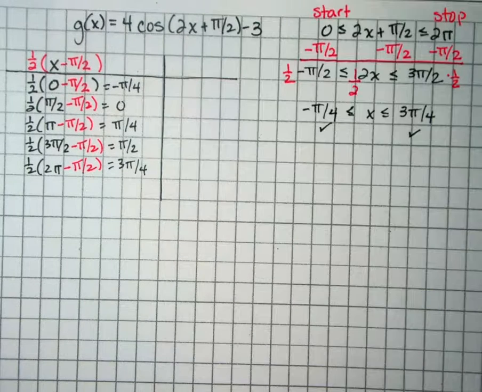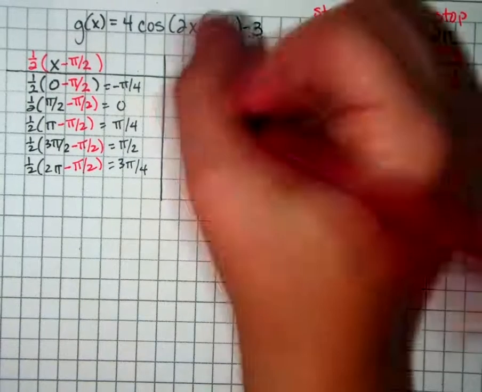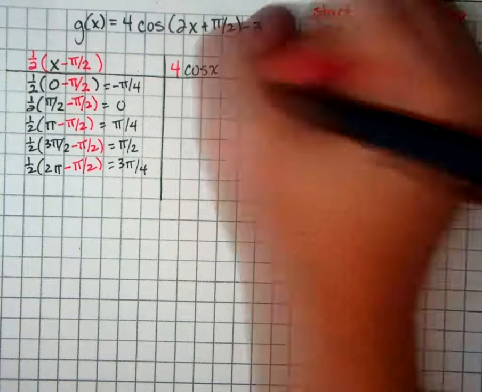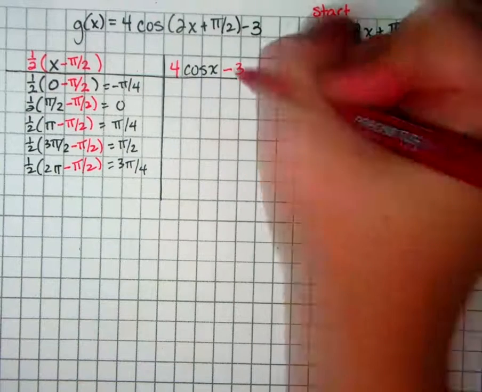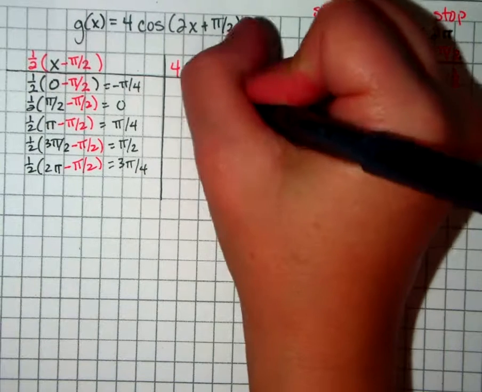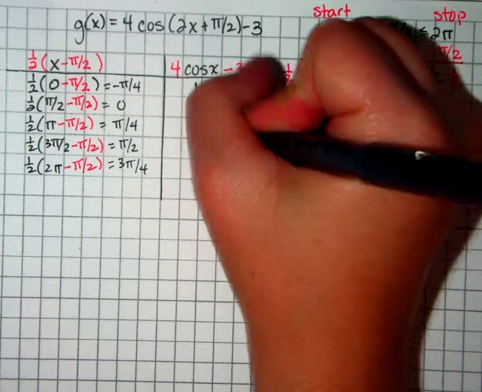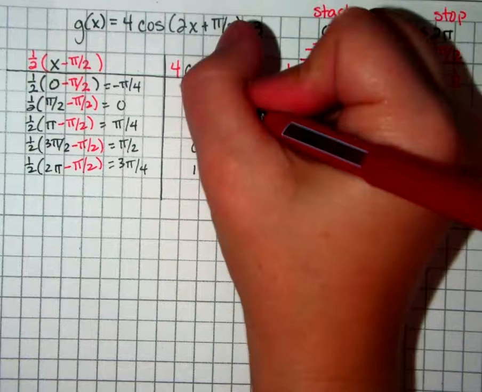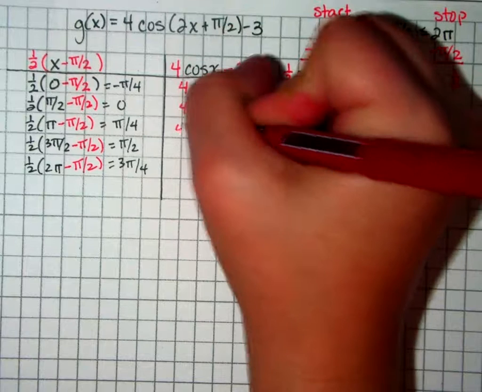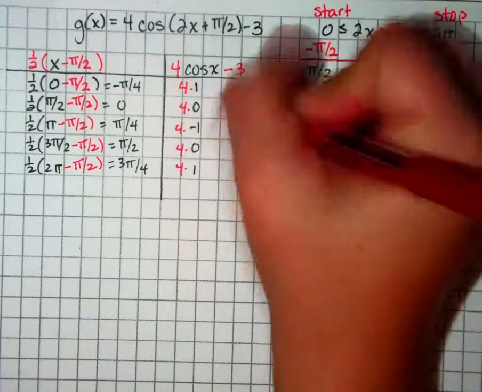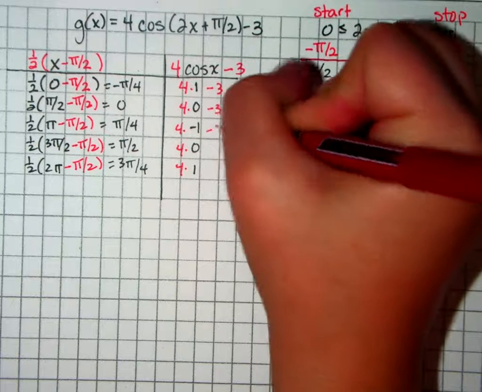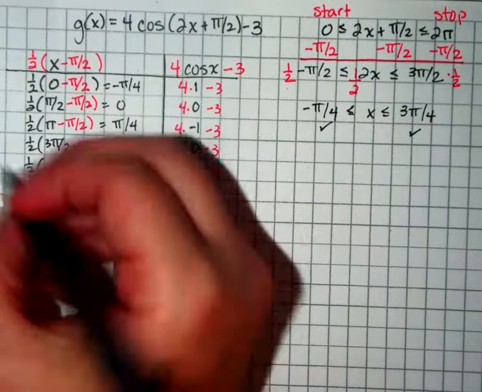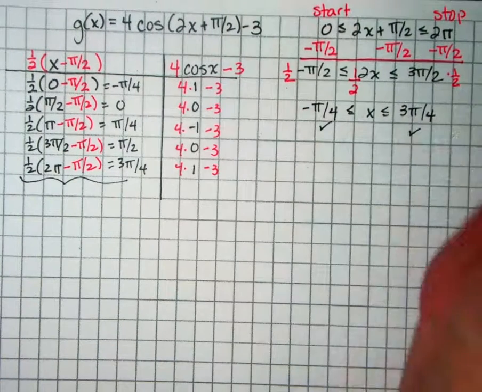All right. And again, for the y values, you're just going to do 4 times your normal cosine values and then subtract 3. So my normal cosine is 1, 0, negative 1, 0, 1. So this part is not the difficult part. Adjusting the y values was pretty straightforward yesterday. It was mainly this adjustment right here that we were trying to figure out.